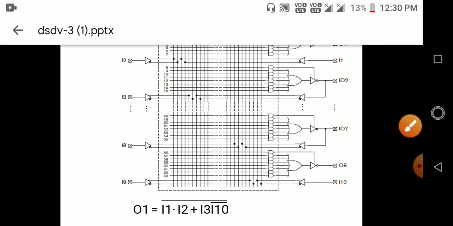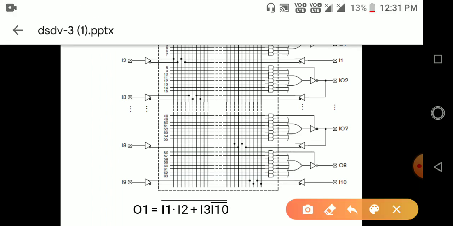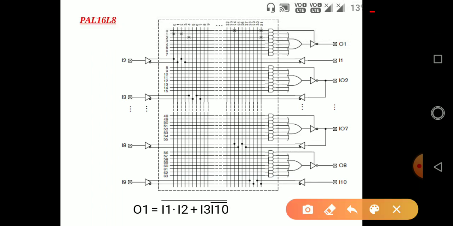You can see here, I want the O1 output. For this O1 output, we have to see what connections are intact. So this is the first pin and this is the second pin. The first pin is connected to I2, and another pin is connected to I1. I will take it as I1 into I2, because they are on the same line. Plus there is another line here which is connected.